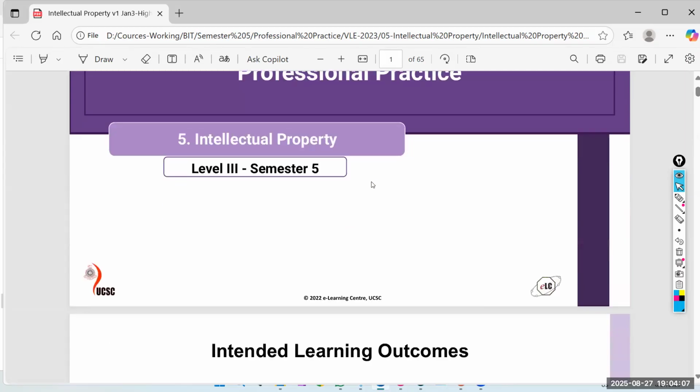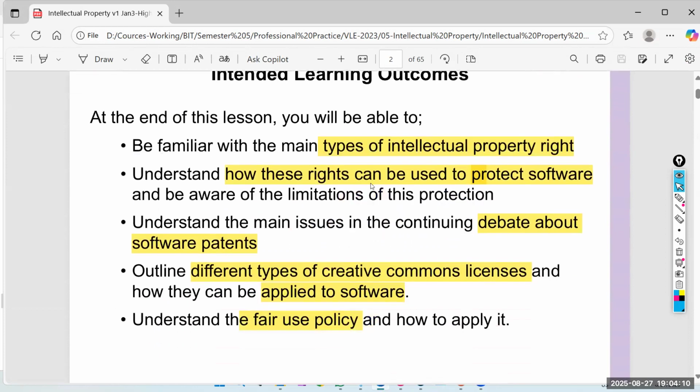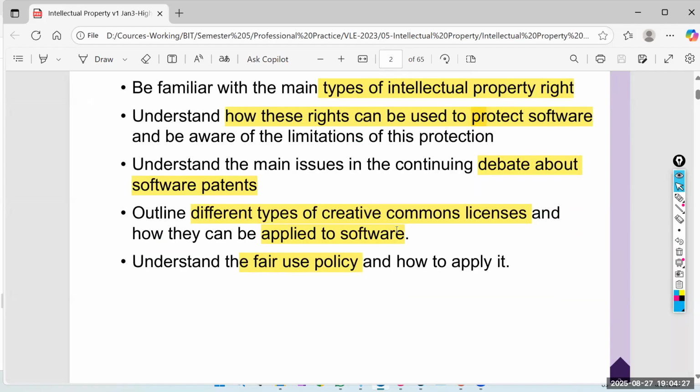Right. Intellectual properties. So objectives or the learning outcomes. So you need to understand the different types of intellectual properties, how these rights can be used to protect software, especially we look at it in the context of IT, debate about software patents, different type of Creative Commons licenses, and how it applied to software. What is meant by fair use policy when it comes to copyrighted materials?